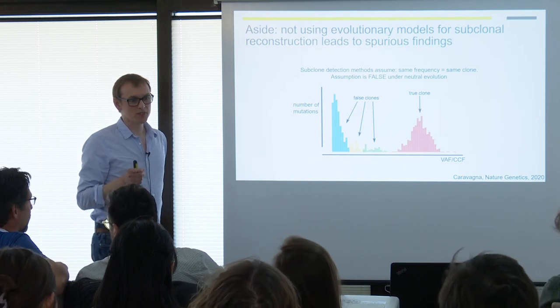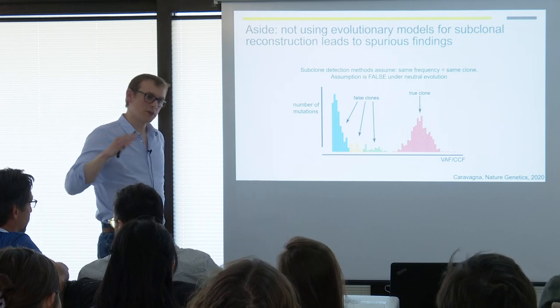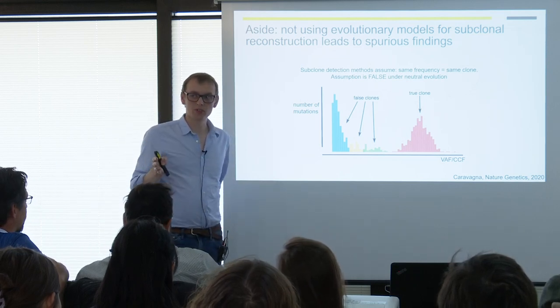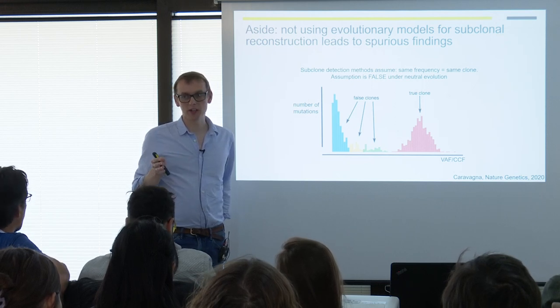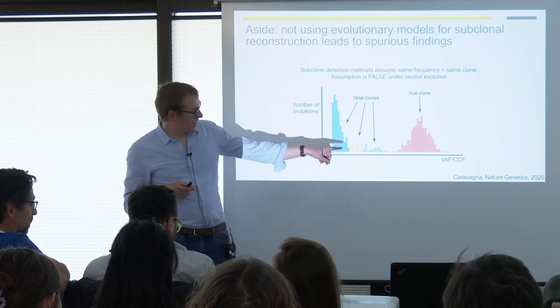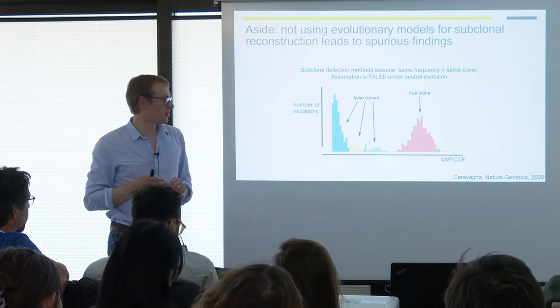But unfortunately, that assumption is wrong if the cancer is evolving neutrally, because the frequency at which you find a mutation is just proportional to the time at which it occurred. It doesn't necessarily mean it's in the same cells. And so this is simulated data of a neutrally evolving cancer, there are no differentially selected subclones here.